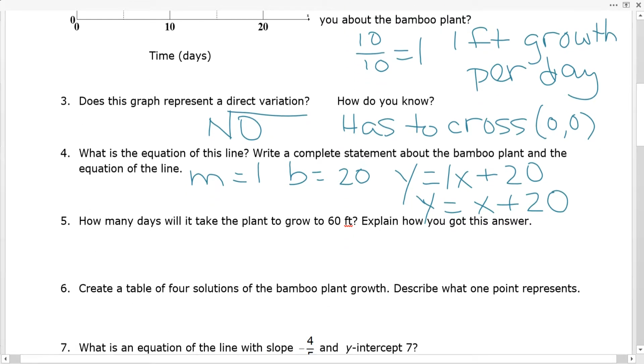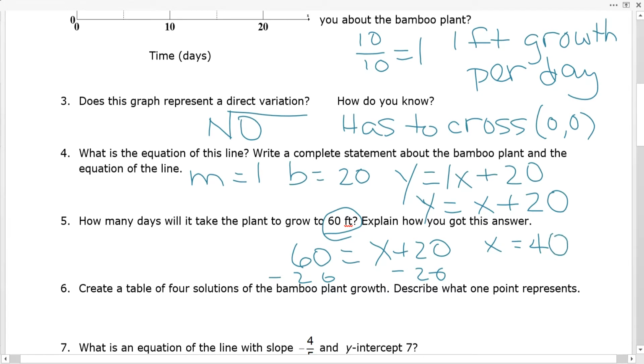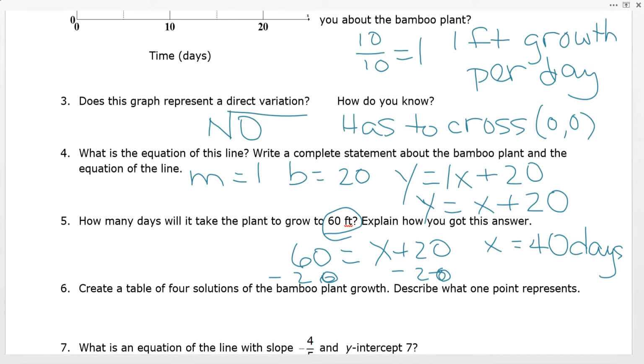Okay, so if we want to know how long it will take for the plant to grow 60 feet, the feet is our y, so we're going to put 60 equals x plus 20. We're going to subtract 20 from each side. x is equal to 40. So after 40 days, the plant will be 60 feet tall. Okay.